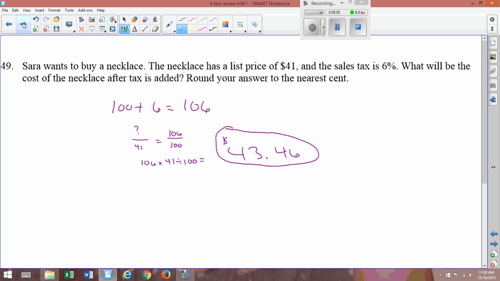Sarah wants to buy a necklace. The necklace has a list price of $41 and a sales tax of 6%. What will be the cost of the necklace after tax is added? Round your answer to the nearest cent. Again, 100 plus 6% is 106%. Crisscross divide, you end up with $43.46.